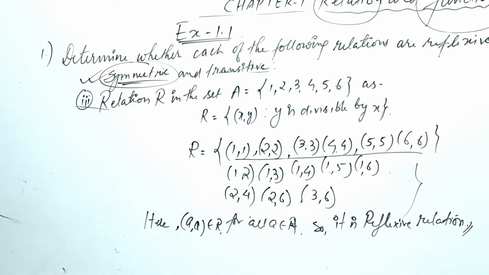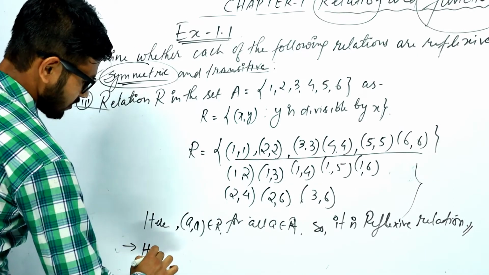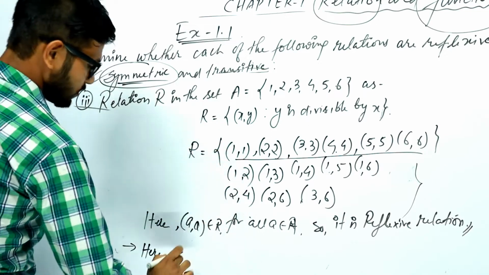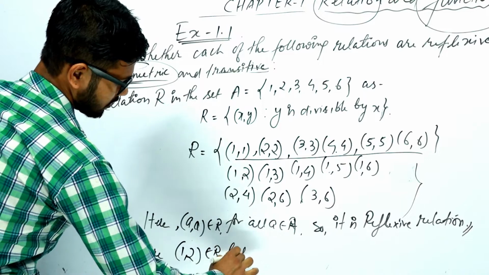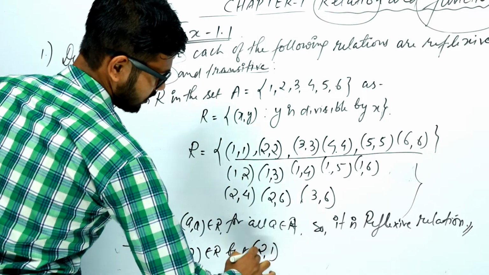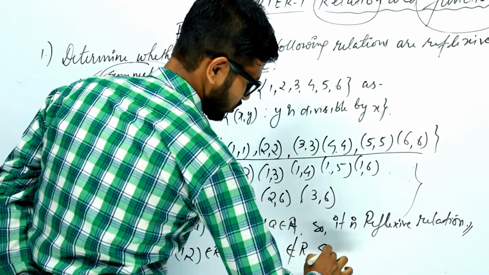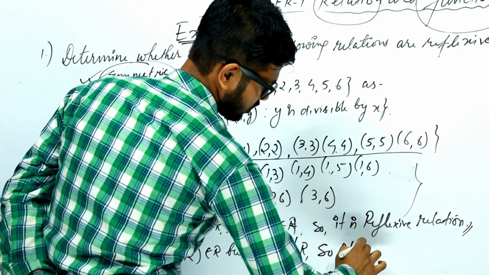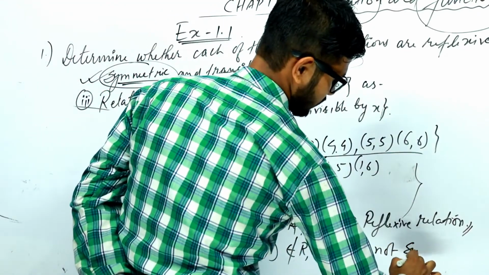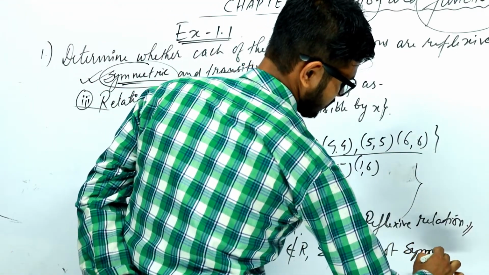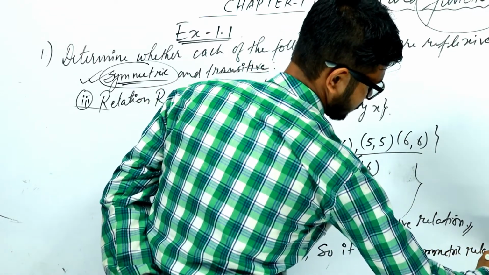But we can say that, as a next statement, (1, 2) is present, (1, 2) belongs to R, but (2, 1) does not belong to R, so it is not a symmetric relation.